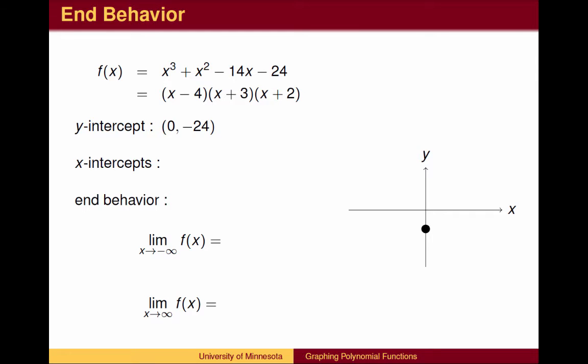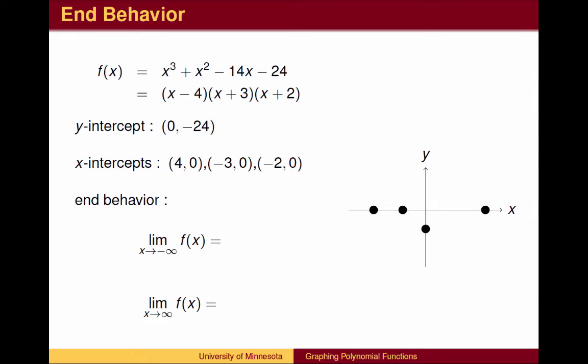The next step is to find the x-intercepts, which occur when the y value or function value is 0. A polynomial will equal 0 only when one of the factors equals 0, so it is best to use the factored form. We get x-intercepts when x equals 4, negative 3, and negative 2. Here, the x-intercepts are placed. Finally, we look at the end behavior.